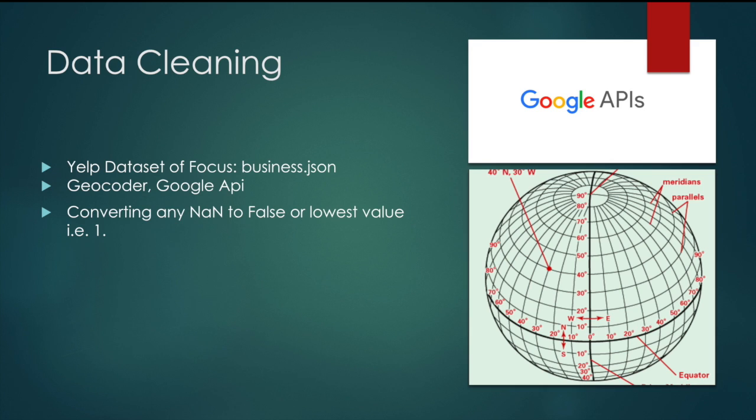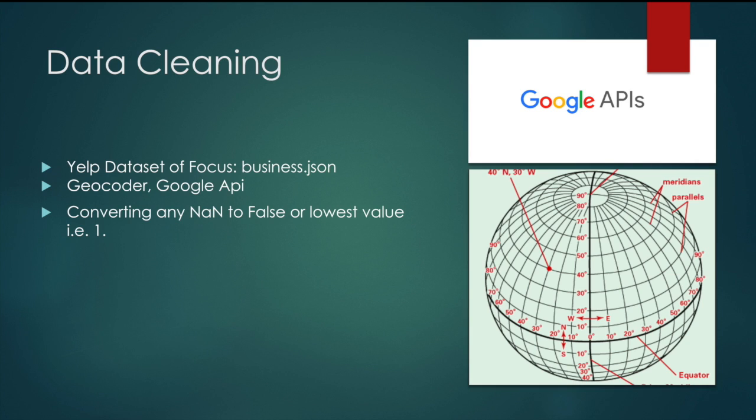So one technique that we used to mitigate this issue with the location data was to use the longitude and latitude values included for each business in the business JSON file, and we fed those longitude and latitude values into external geocoding APIs to find the true city, state, and location data for each business.